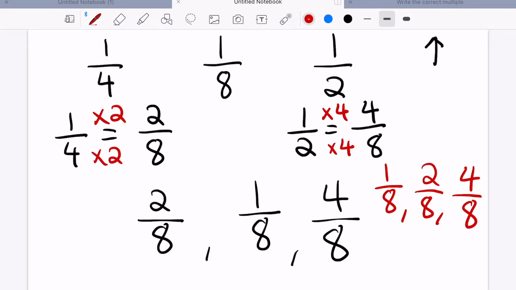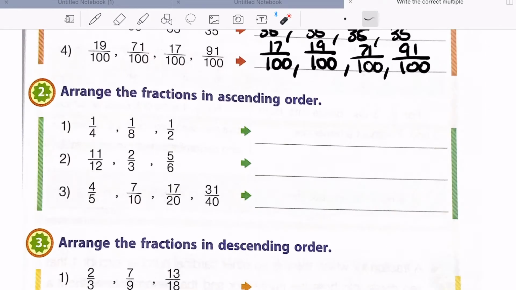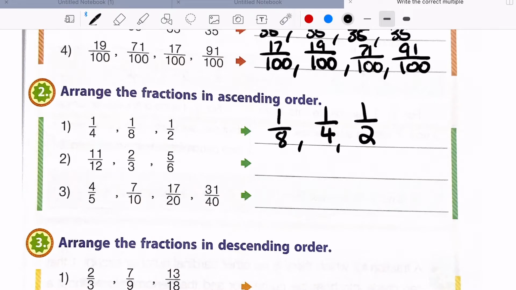So that means 4/8, right, is equal to 1/2. 2/8 is equal to 1/4. And 1/8 is 1/8. So we're just going to write it like that. 1/8, 1/4, 1/2. All right, let's take a look at number 2.